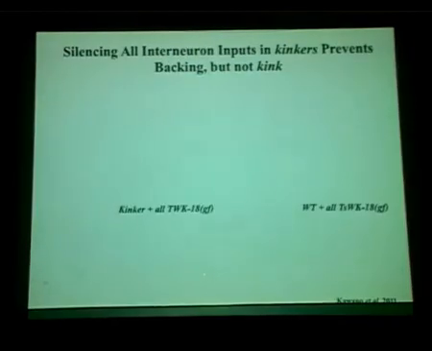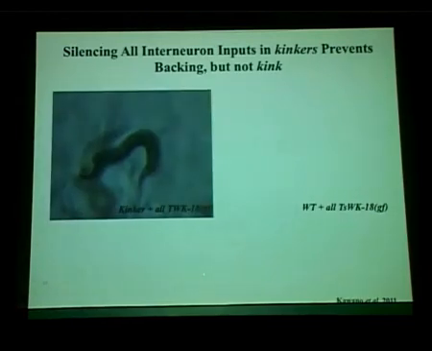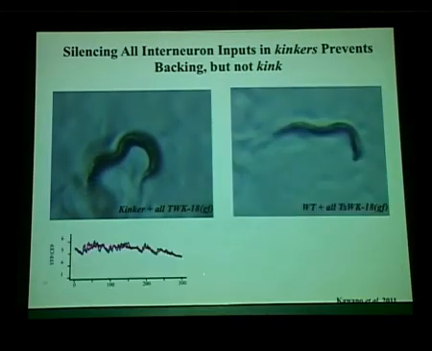Okay, almost there. If that's the case, we should be able to mimic the Kinker phenotype by generating a wild-type animal where we use ablation to anatomically remove the connection or inputs from all the premotor interneurons. And this is what we saw. We took a long time to do this experiment, with the help of a lot of colleagues in the C. elegans field.